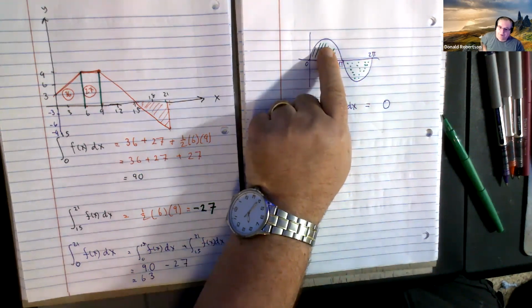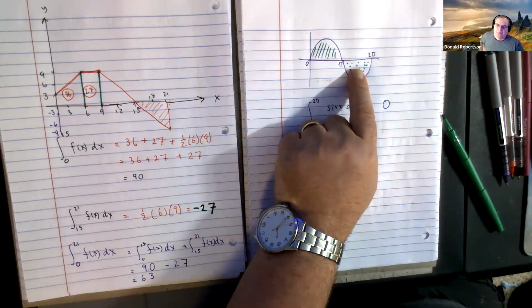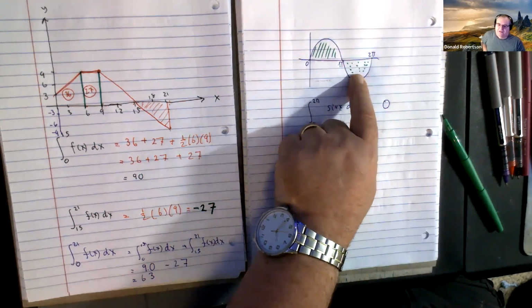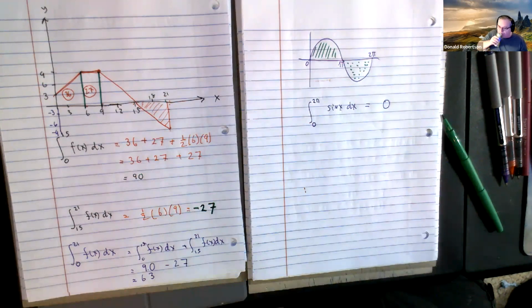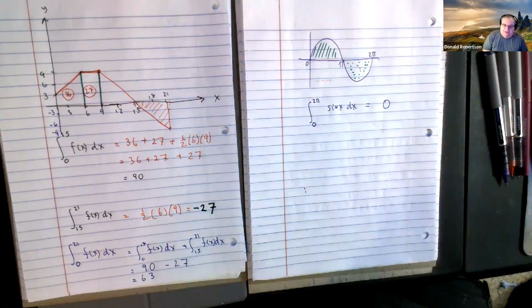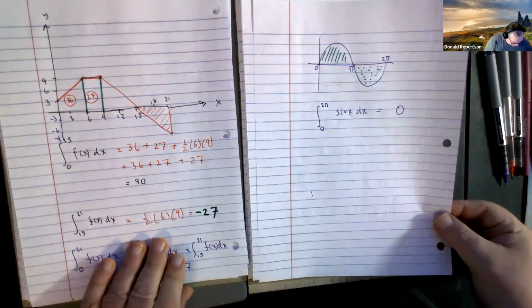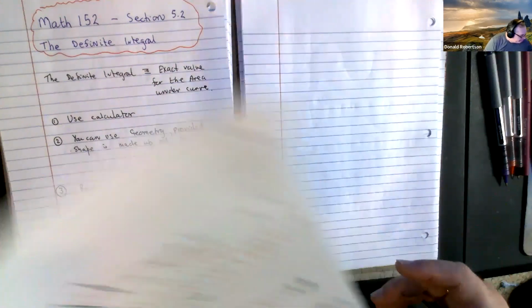That piece is going to be a positive number, and that piece is going to be the exact same amount, but a negative number. And when you combine a 5 and a minus 5, or a 2 and a minus 2, you eventually get 0. So that is the argument. So let's move on.